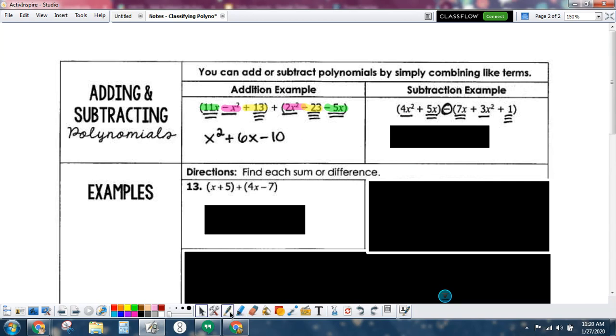Now, for the subtraction one, it's a little different because you have to remember that this is being applied to all 3 parts. So it's not just minus 7x and then plus plus. You need to make sure that you are subtracting all of it. I like to rewrite this. So I would rewrite this as minus 7x and then minus 3x squared and then minus 1. Okay, and then bring down the other part too.